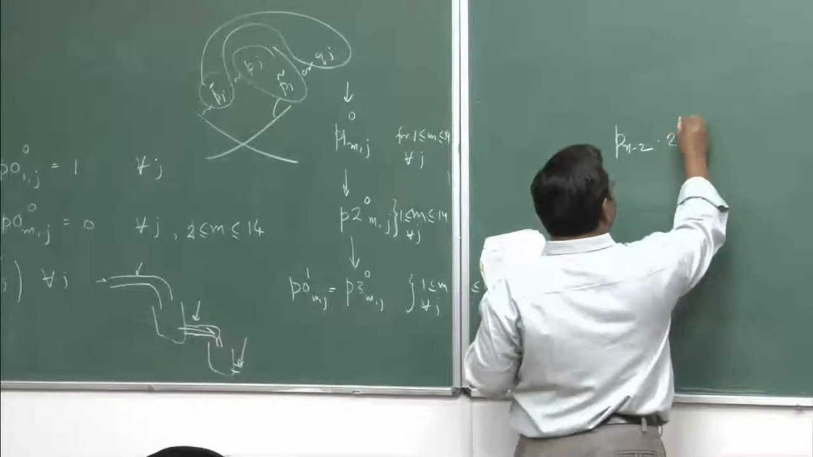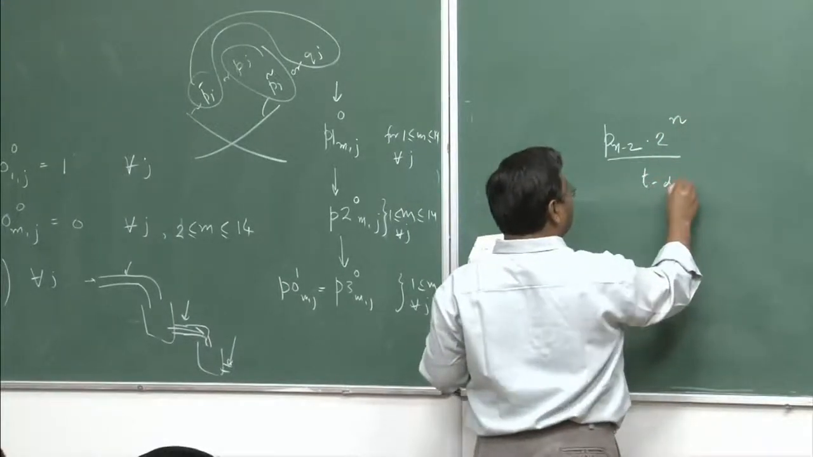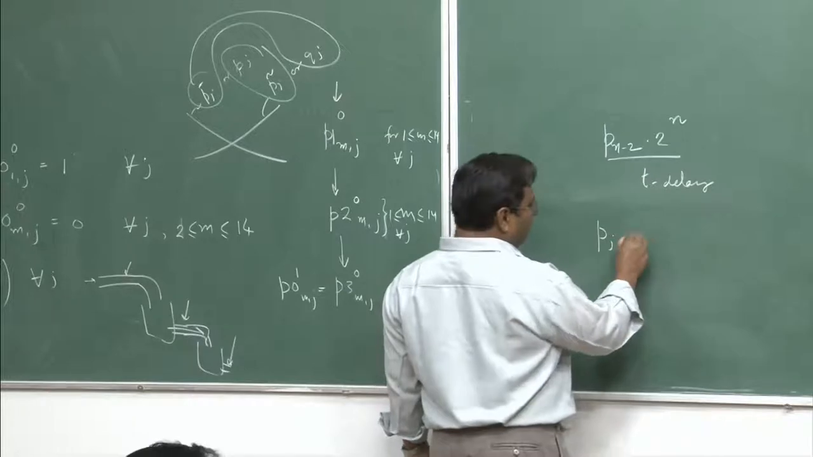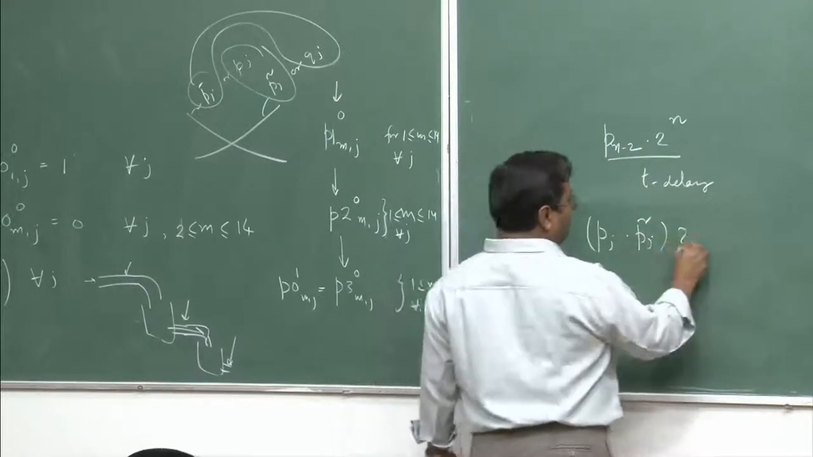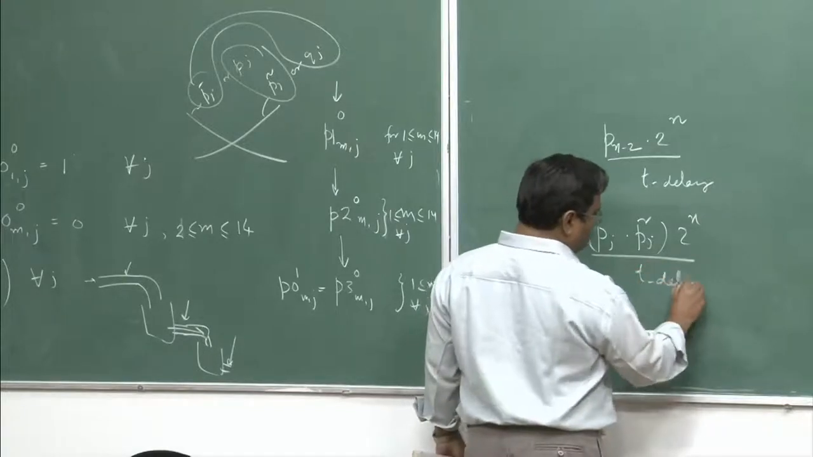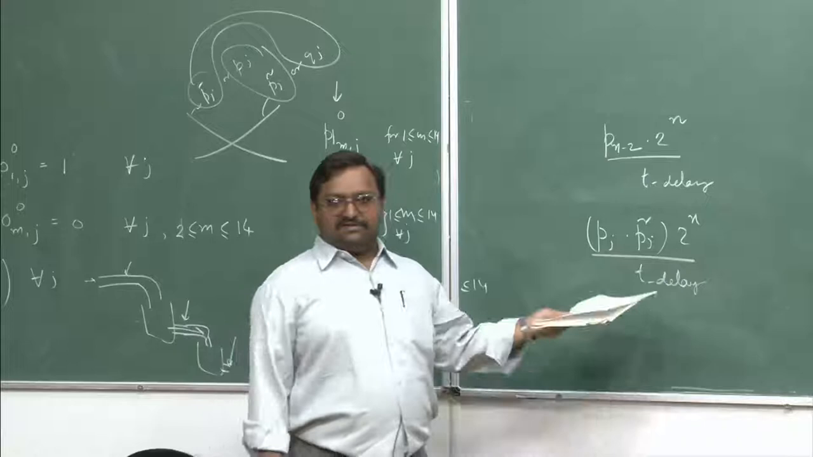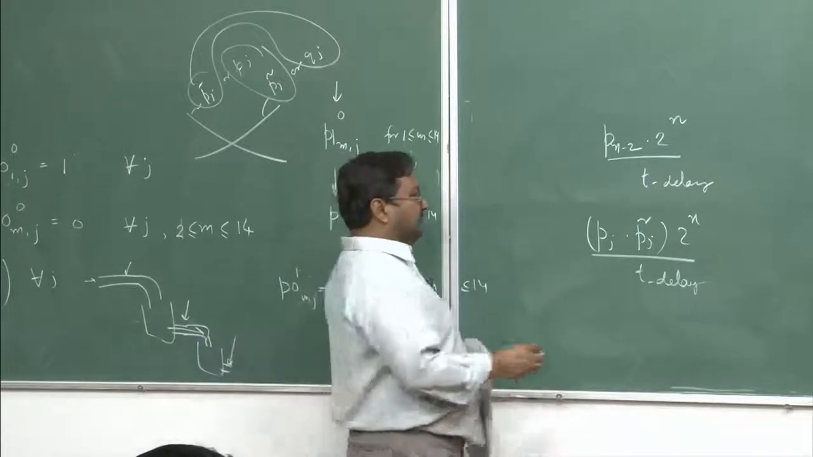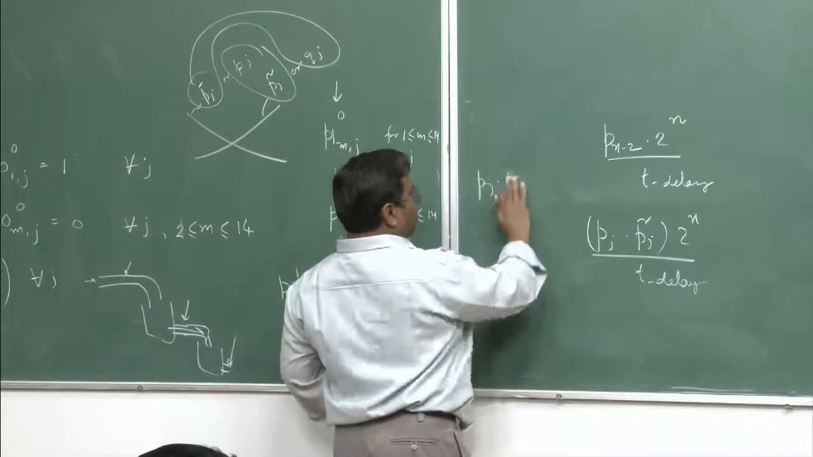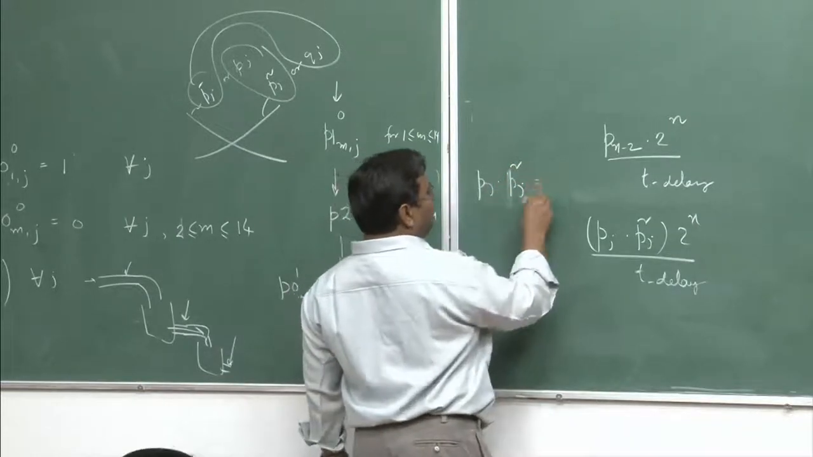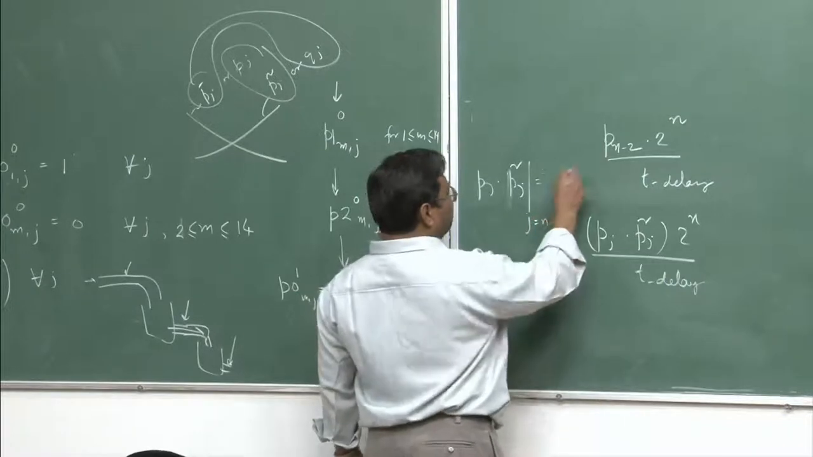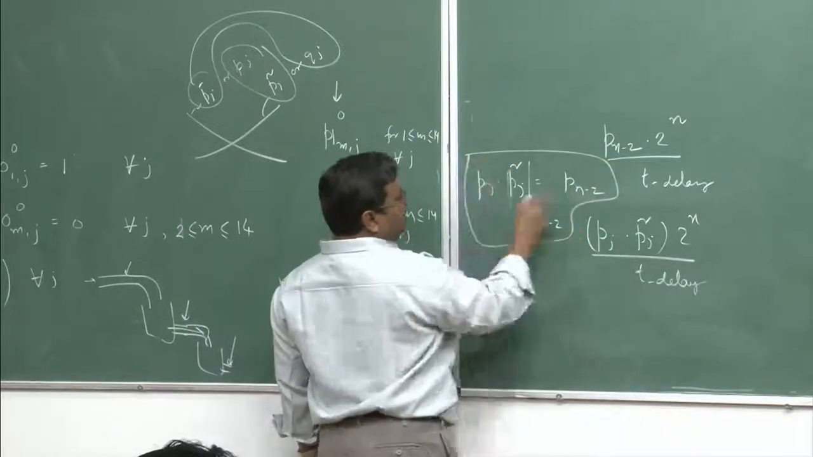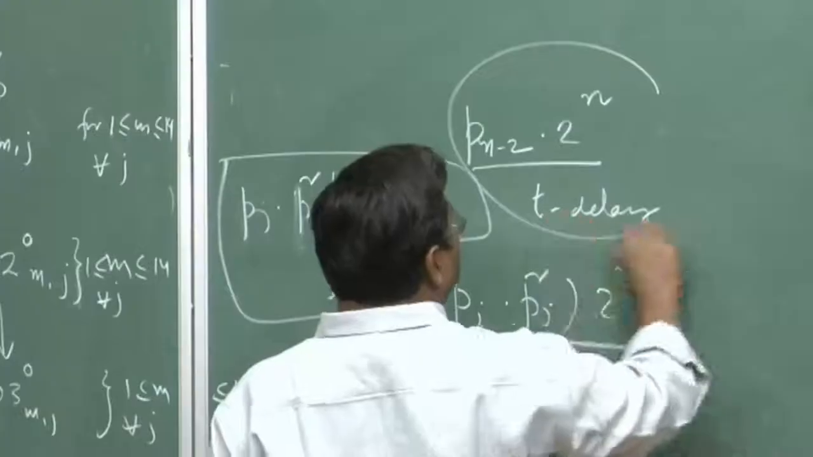And the total number of ports will be 2 raised to the power n, divided by t delay. Alternatively, if you want to put it in terms of j, under steady state condition this will become independent. For all j's, this value will turn out to be the same because this is constant all across. And pj tilde, for j equal to n minus 2, is nothing but p of n minus 2. So this is what I am using, and this is what gives you the throughput performance.